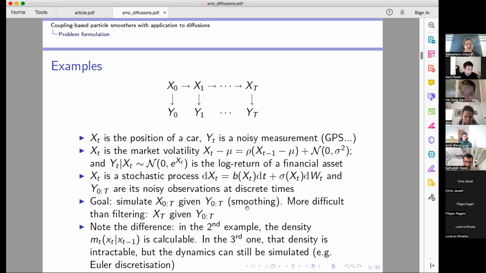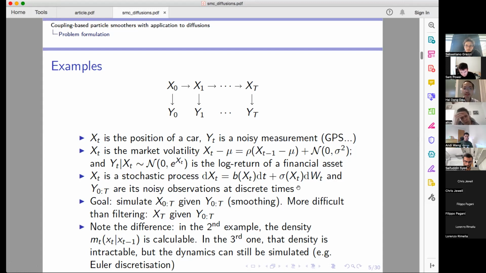This is a smoothing task. This is more difficult than the filtering task, which is just to find Xt given Y0:T. Okay, and here's the difference. In the second example, you see that the transition density between Xt-1 and Xt is calculable, right? It's just Gaussian. Whereas in the third case, the density is intractable, but the dynamics can still be simulated, for instance using Euler discretization.